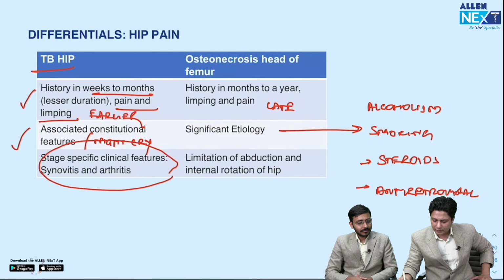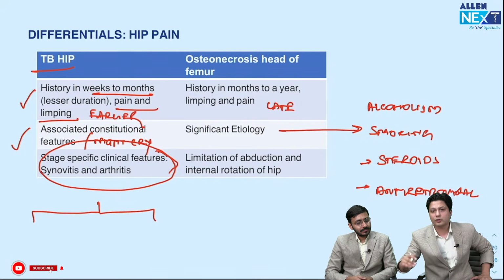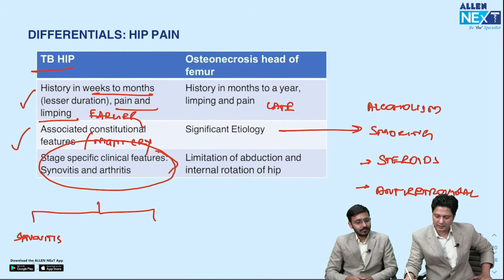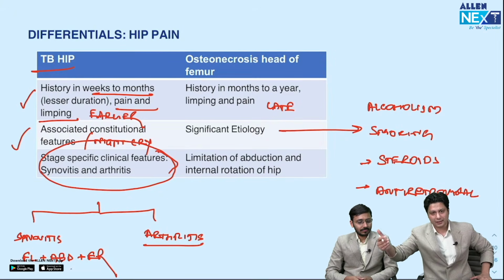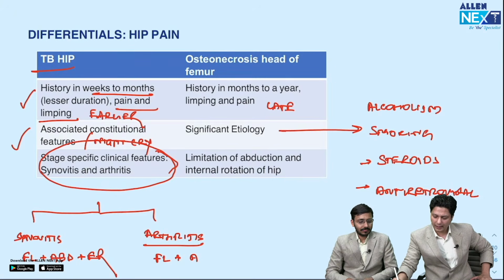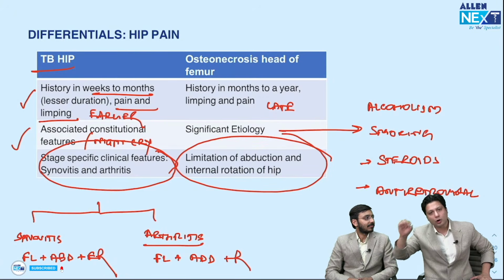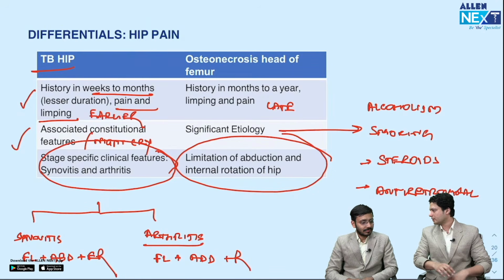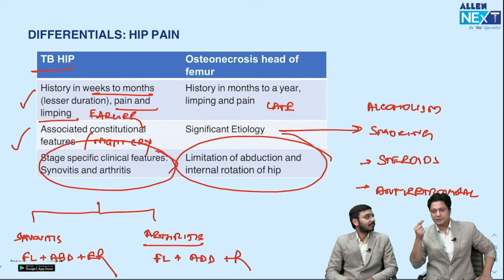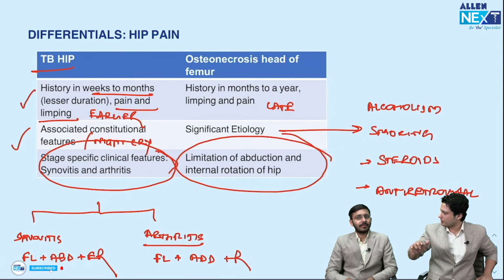Then as far as clinical features are concerned, in case of tuberculosis, it's going to be stage specific. Like in the stage of synovitis, the earlier stage, the limb is going to be kept in flexion, abduction, and external rotation. And in case of arthritis, once there is involvement of the joint, like early arthritis, late arthritis, there's going to be flexion, adduction, and internal rotation. But in this case, the patient is always going to have limitation of abduction and internal rotation. And these are considered to be the cardinal examination findings for osteonecrosis head of the femur.